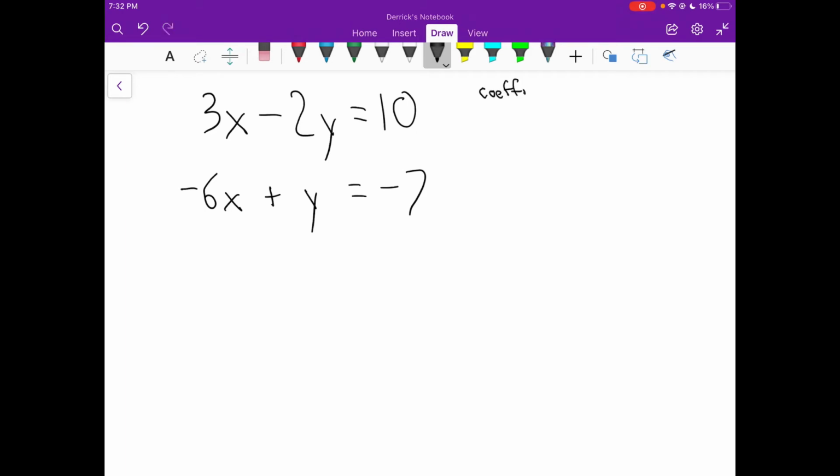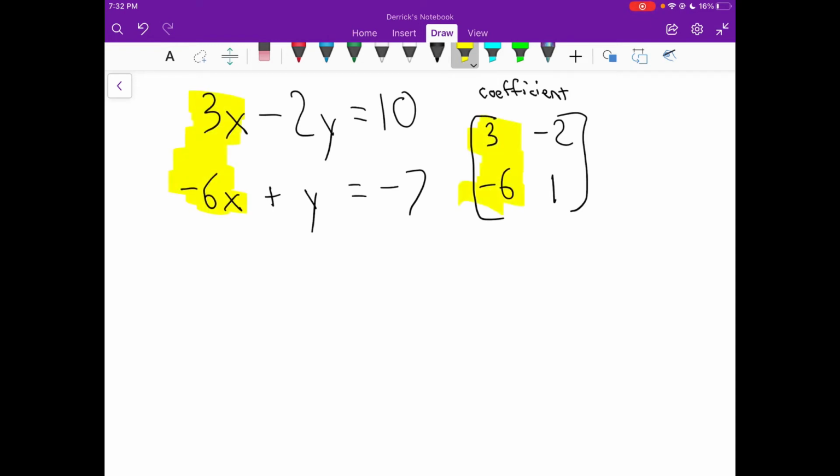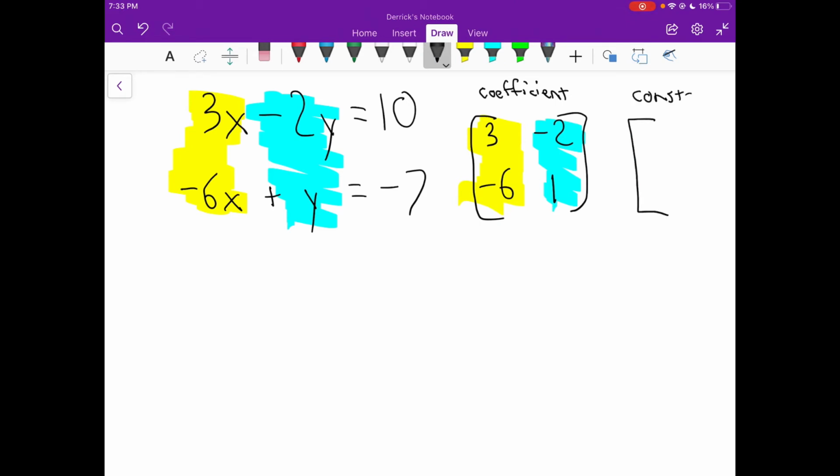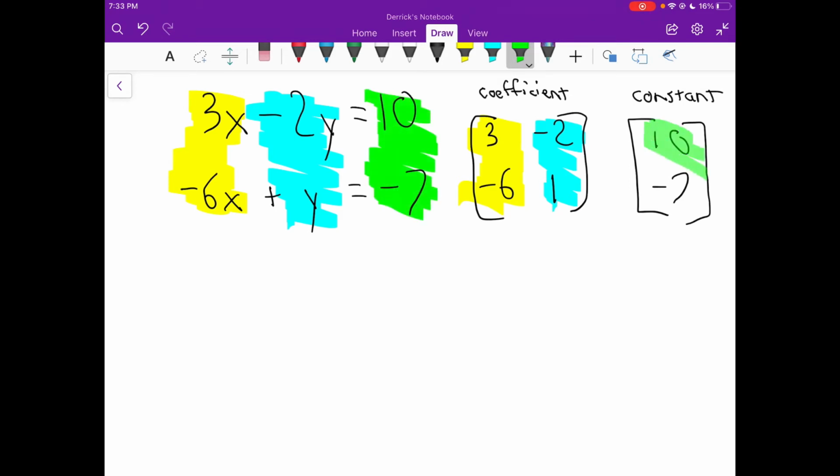So for coefficient, my matrix would be 3, -2, -6, 1. Reason for that being, we've got our x's right here. So there's my column for my x coefficients. And we've got our y's right here. And so here's my column for the y coefficients, right? And then our constant matrix would simply be 10, -7, representing the two constants that we have.